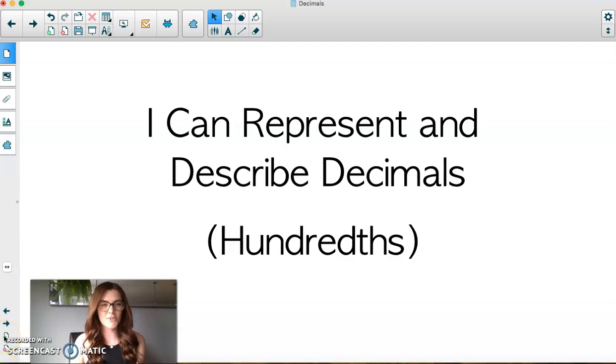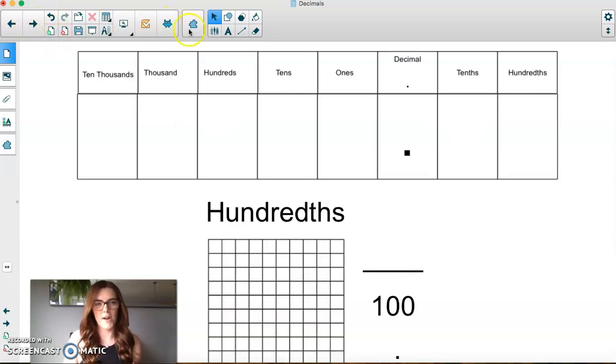Hi guys, and welcome to your lesson today on representing and describing decimals to the hundredths. So let's jump right in.